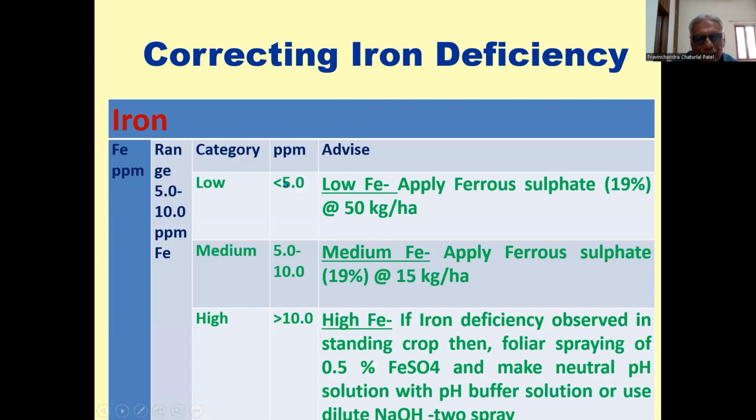So, correcting iron deficiency. When there is a low level, less than 5 ppm, then we should apply ferrous sulfate 19% at the rate of 50 kg per hectare. When it is 5 to 10 ppm in soil, then it is medium, then apply ferrous sulfate at the rate of 25 kg per hectare. When the iron is greater than 10 ppm in soil, then it is sufficient or high. If iron deficiency is observed, then foliar spray 0.5% ferrous sulfate and make a neutral pH solution with lime solution or use dilute sodium hydroxide.